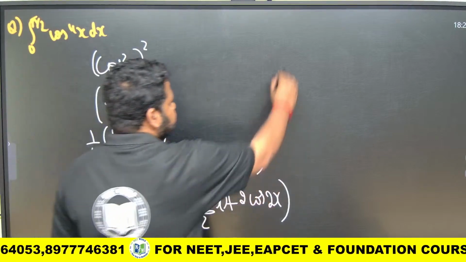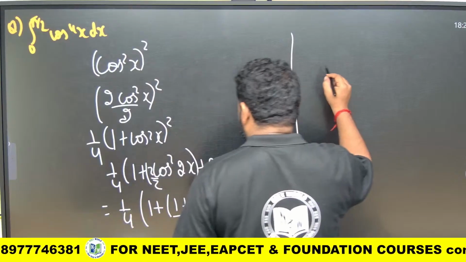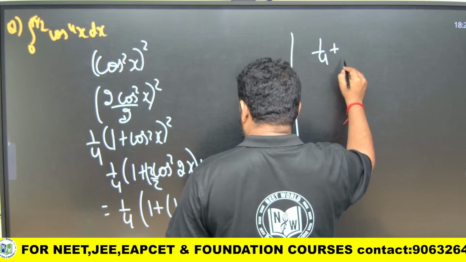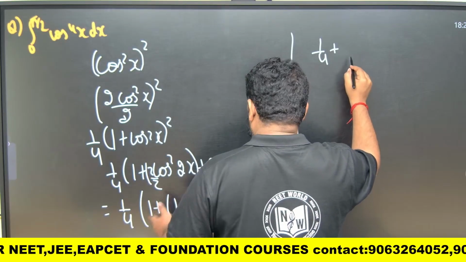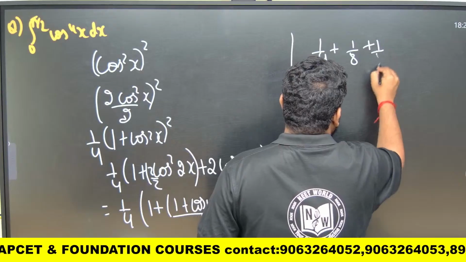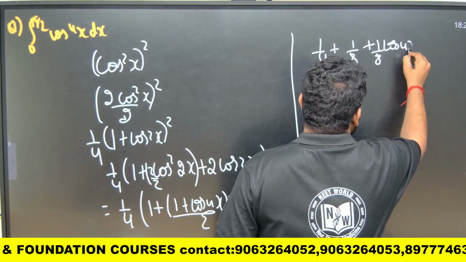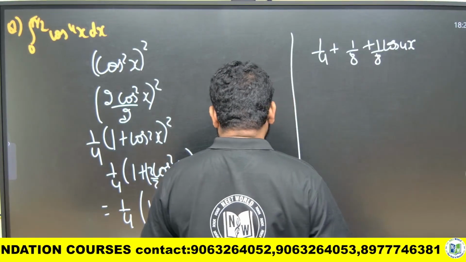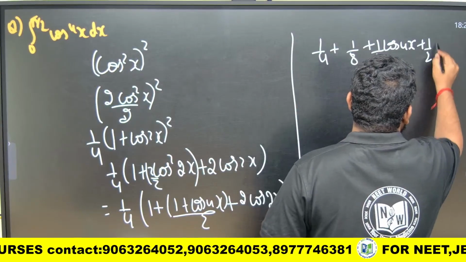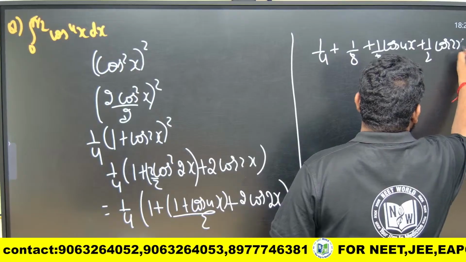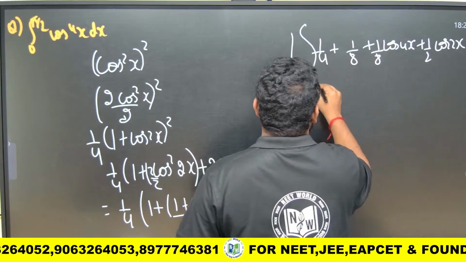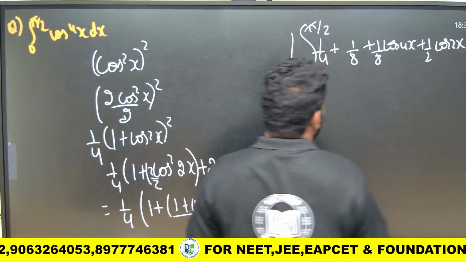What will I have? I will have 1 by 4 plus, this is 1 by 4 into 2, plus 1 by 8 into cos 4x, plus 2 times cos 2x, that will become 1 by 2 into cos 2x. Now I have to apply integration. What is the limit? 0 to pi by 2 is the limit.